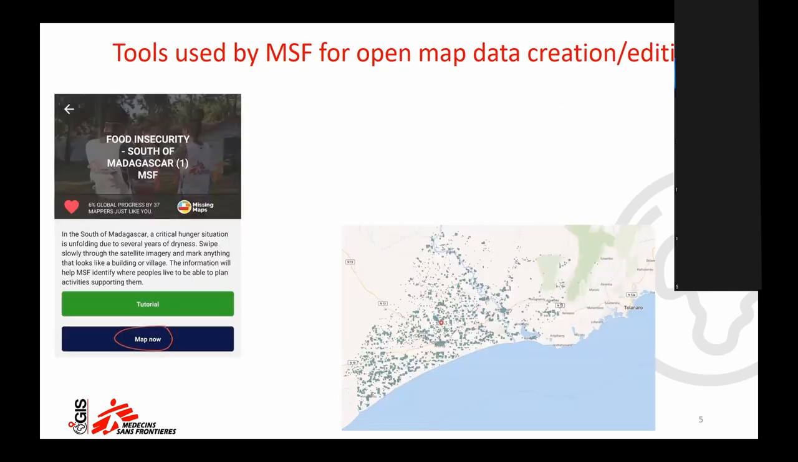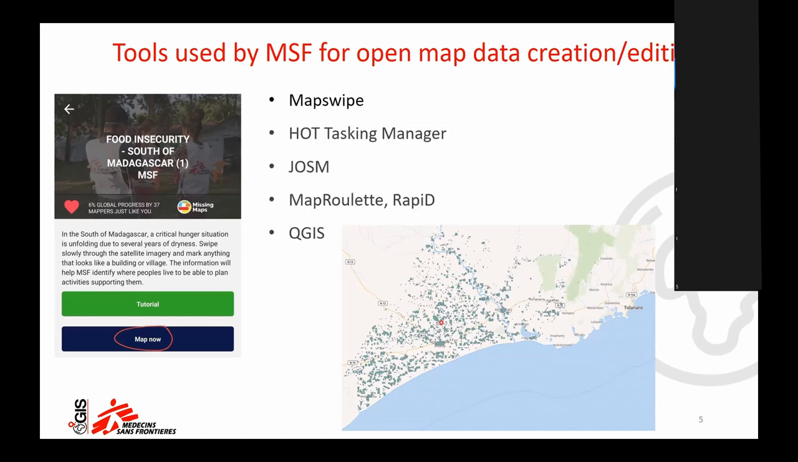Among the open map data creation and editing tools, I'd like to mention MapSwipe, a mobile app that you might not be aware of, where we upload big areas and then volunteers swipe on their phone and tap where they see buildings, or they can tap twice, we're not sure, and it'll turn orange, or three times when the data from the satellite is not good enough. And that enables us to create a grid like this in the HOT Tasking Manager, which is, I think, now the fourth version from the original OpenStreetMap editor.